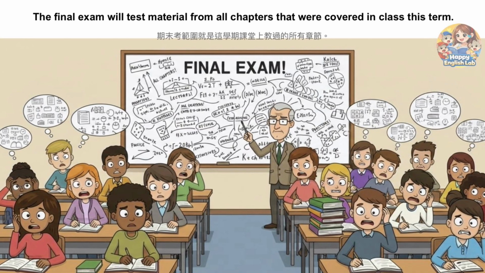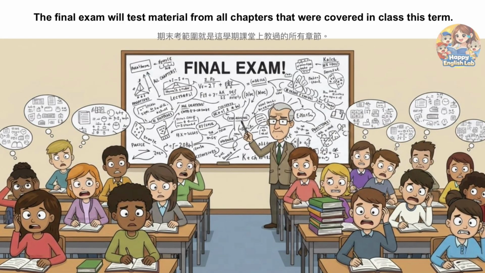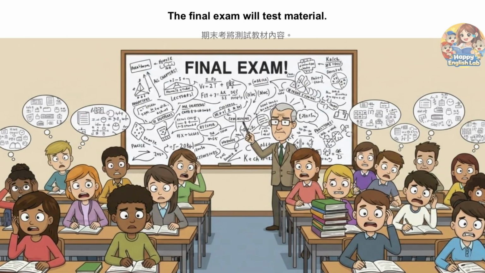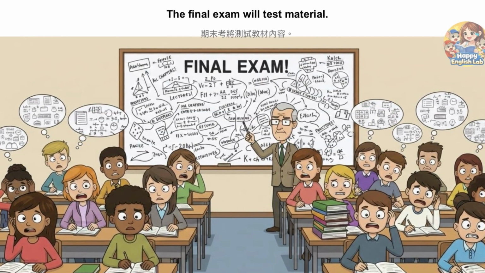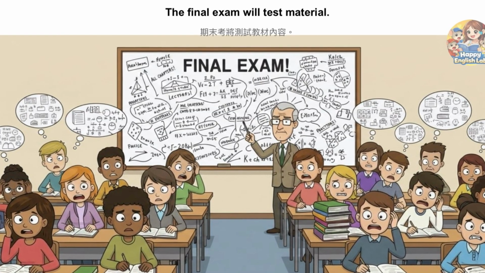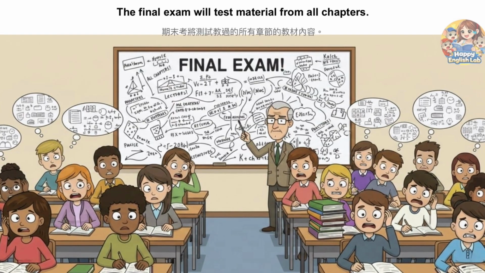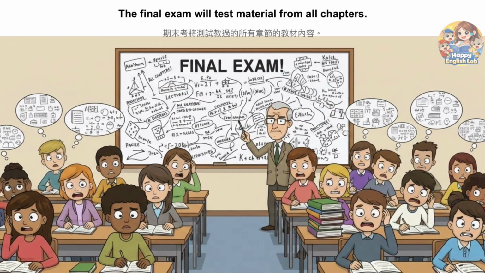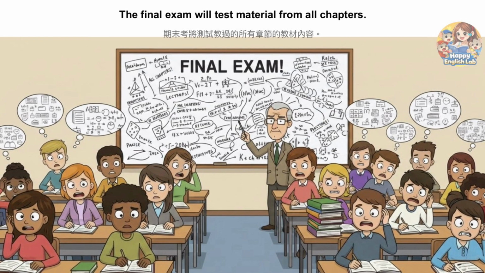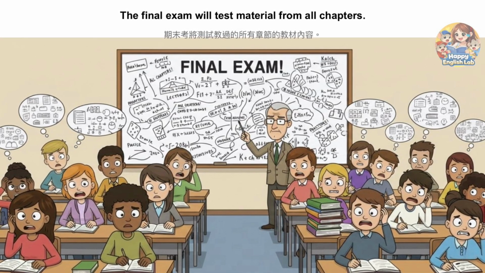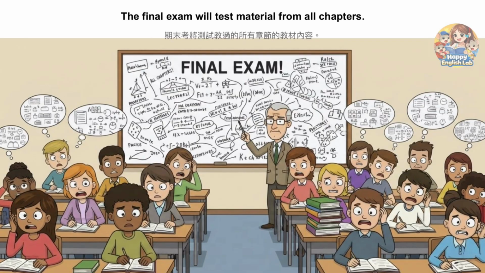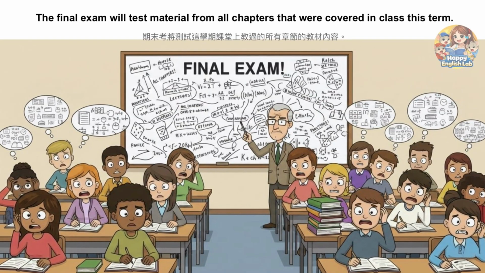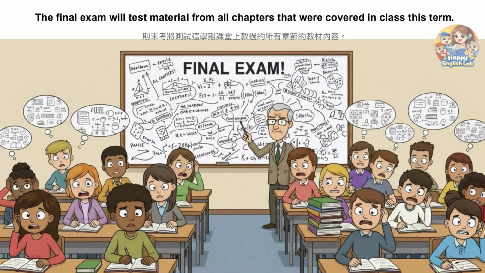But we're going to dissect it. First, strip the sentence down to its core. What's left? The final exam will test material. That's the core structure. Everything else adds information. Next, let's identify the modifiers. The first is a prepositional phrase, from all chapters, that tells us the source of the material. Prepositional phrases often function as post-modifiers, giving extra specification. Here's the relative clause, that were covered in class this term.